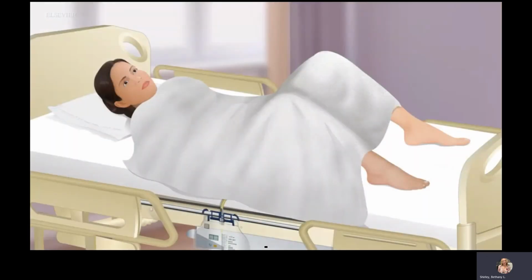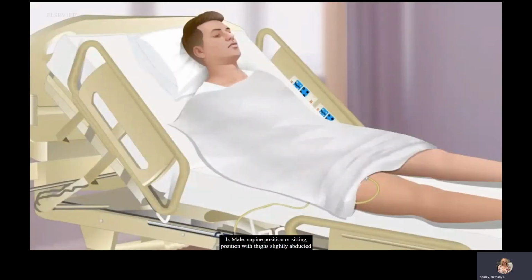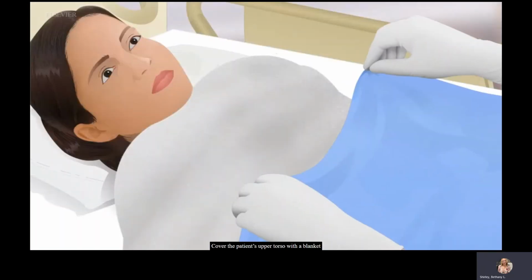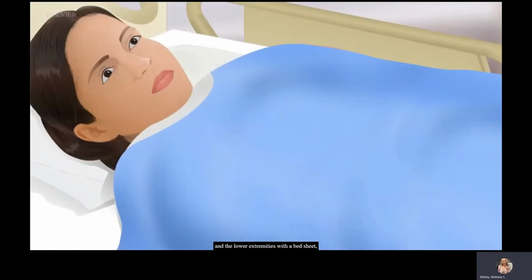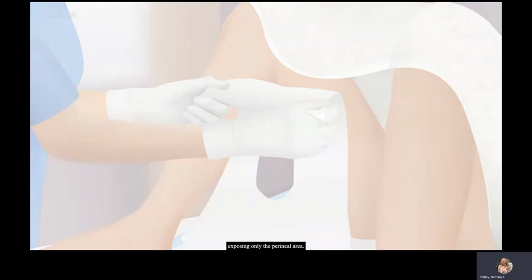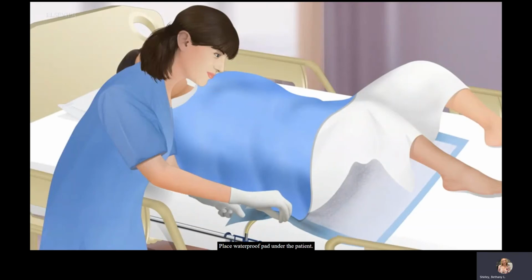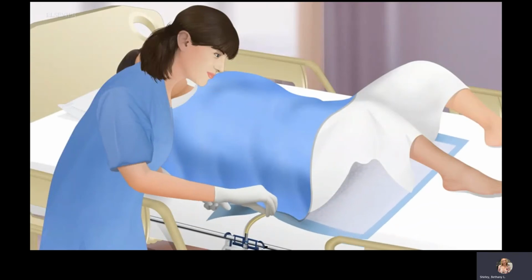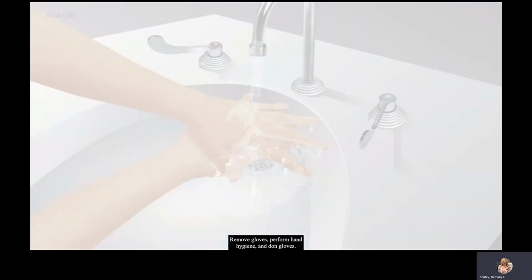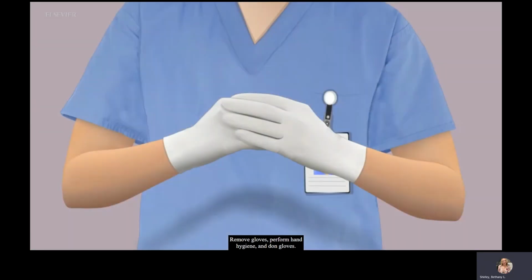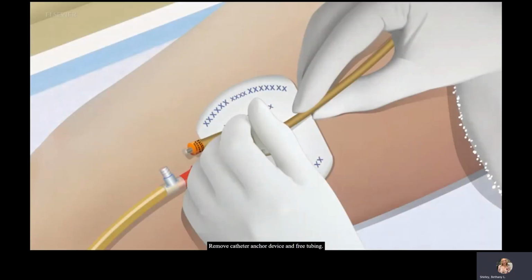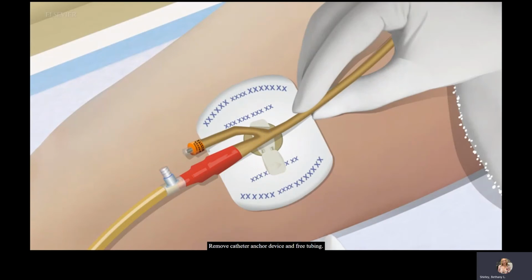Position the patient. Female, dorsal recumbent position. Male, supine position or sitting position with thighs slightly abducted. Cover the patient's upper torso with a blanket and the lower extremities with a bed sheet, exposing only the perineal area. Place waterproof pad under the patient. Remove gloves, perform hand hygiene, and don gloves. Remove catheter anchor device and free tubing.